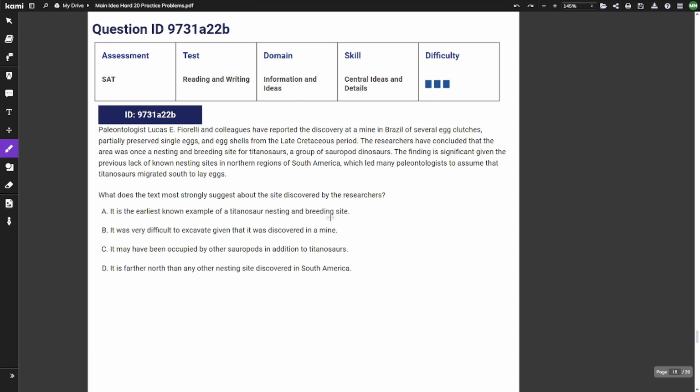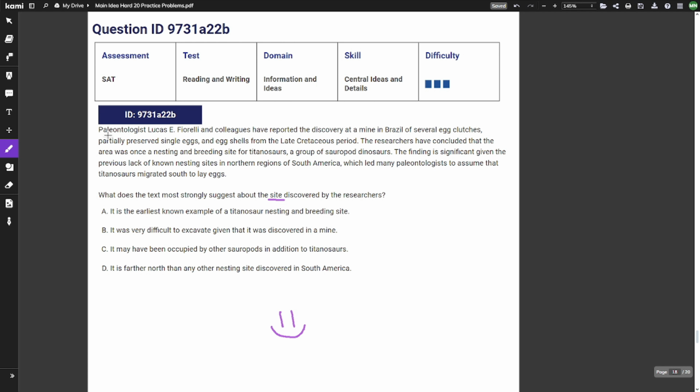Question number 18. Once again, feel free to pause and read. Alright. So here the question is asking us, what does the text most strongly suggest about the site discovered by the researchers? So first things first, let's summarize that text.